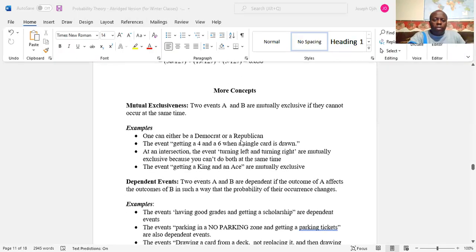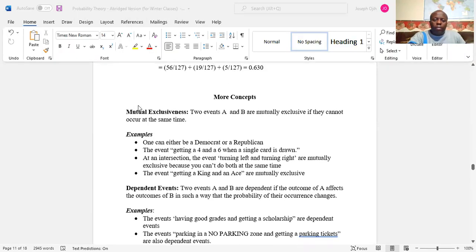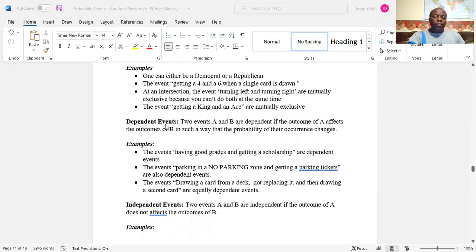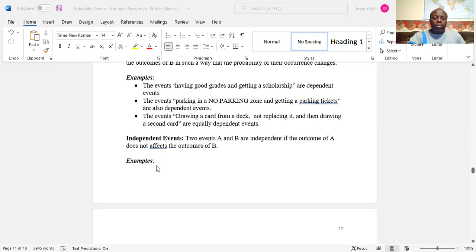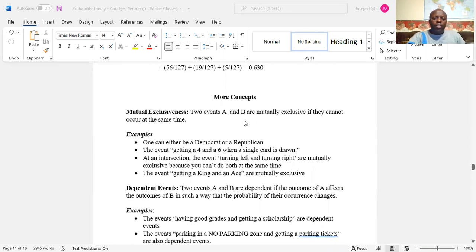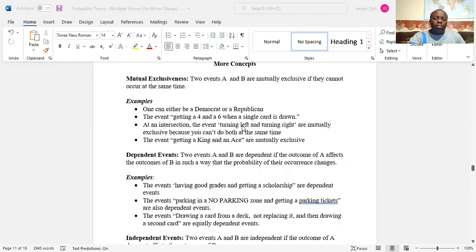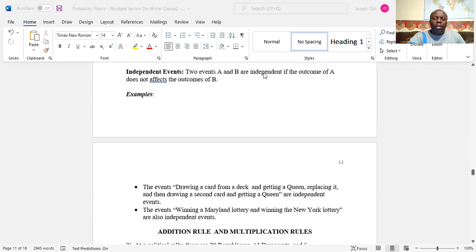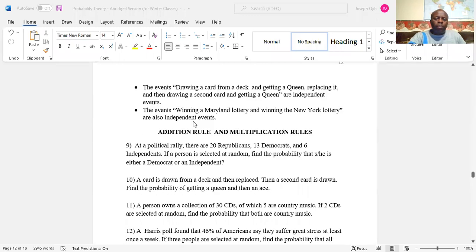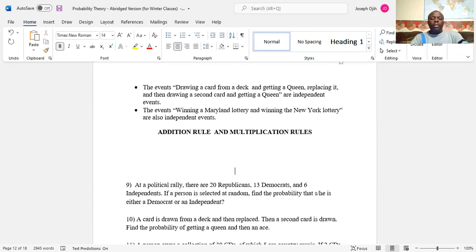I explained to you some of the other concepts: mutual exclusiveness, dependent events, and independent events. Now I'm going to explain the rules that apply to these concepts. For mutually exclusive events, dependent events, and independent events, there are rules we use for calculating probability that reflect these concepts. The main rules are the addition rule and the multiplication rule. Now let's start with the addition rule.